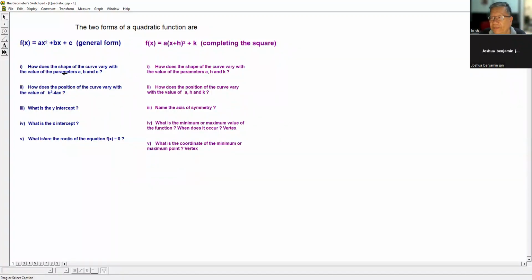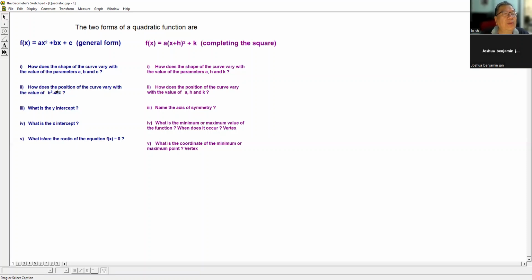Okay, so there is the first question. In other words, how can a, b, and c control the shape and the position of the curve? So this is what they want.